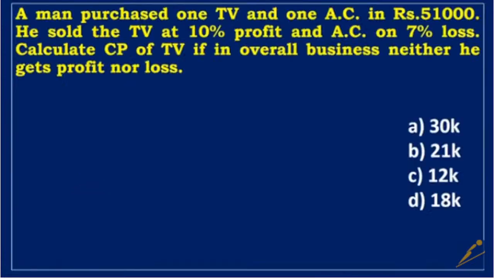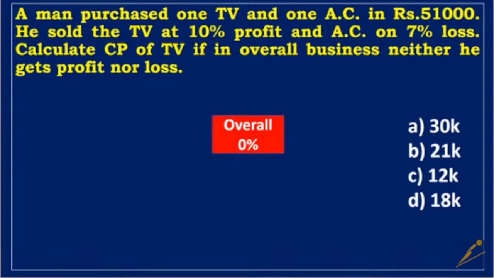Let us now look at the fourth model for determining total profit or loss. First example. A man purchased one television and one air conditioner for rupees 51,000. He sold the TV at 10% profit and the air conditioner at 7% loss. Calculate the CP of the television if in the overall business he gets neither profit nor loss. The overall business should not make a profit or a loss, which is 0%.